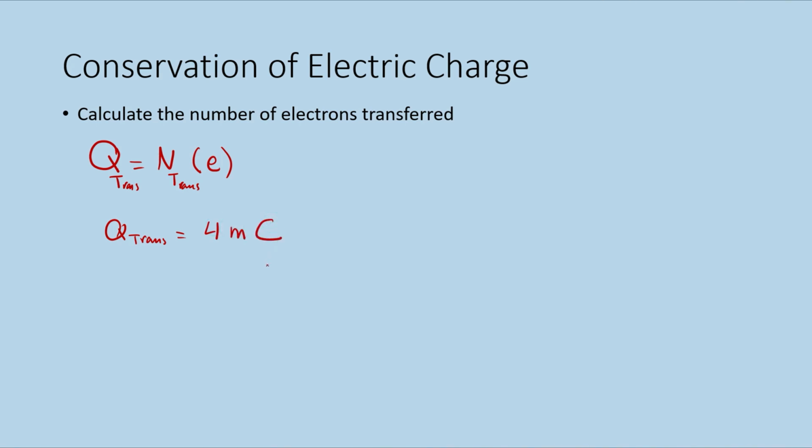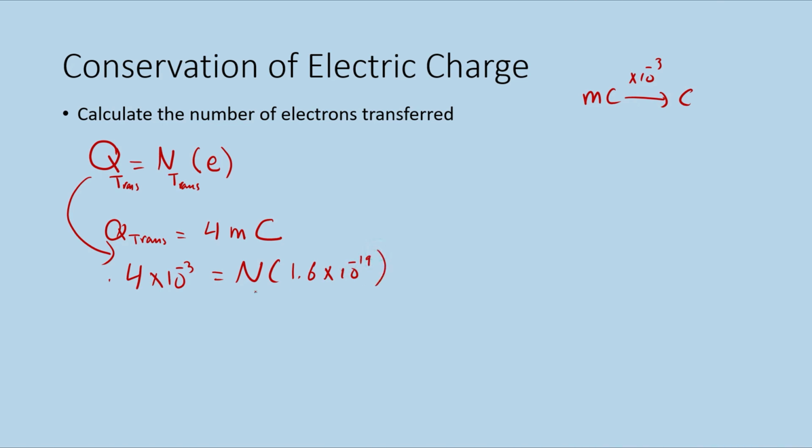millicoulombs. Okay, so let's do this. 4 we will replace in this formula. 4 times 10 to the negative 3, we converted from millicoulombs to coulombs, 10 to the power negative 3, is equal to n times 1.6 times 10 to the power of negative 19 coulombs. So divide both sides by 1.6 times 10 to the power of negative 19.